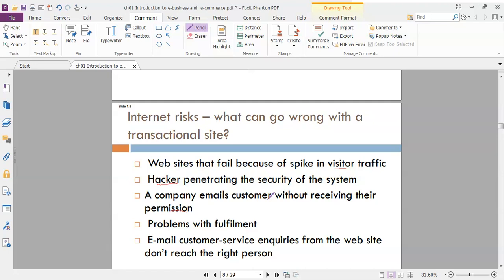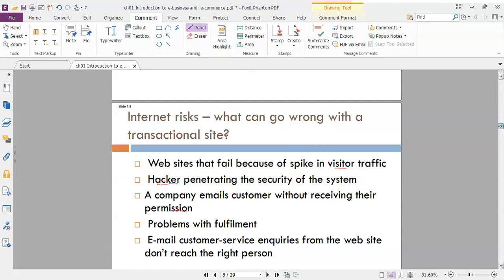Problems with fulfillment, email, customer service: enquiries from the website don't reach the right person. That is also the issue. How will the website know that you are the right person that wants to buy the product? So there is some of the internet risk.